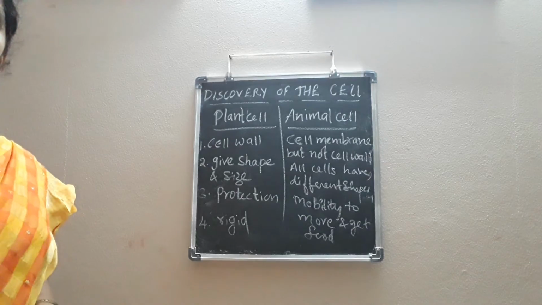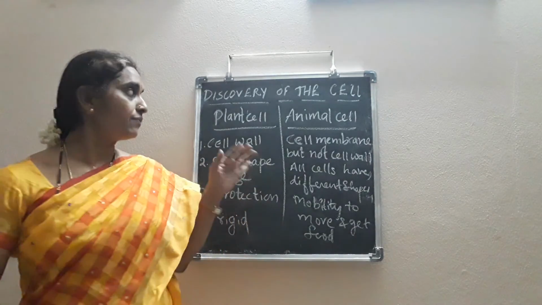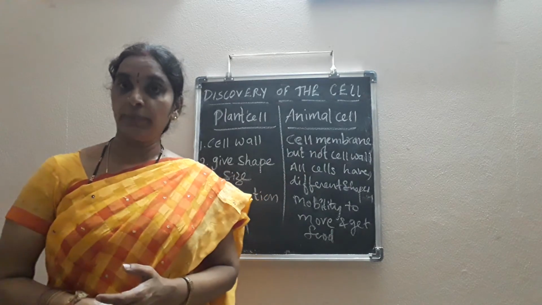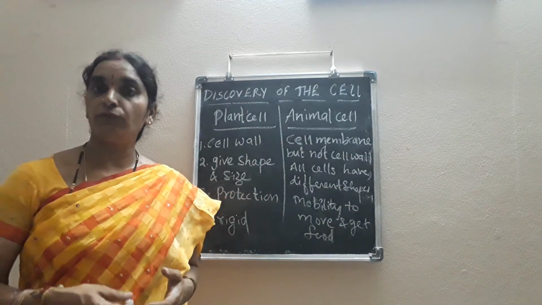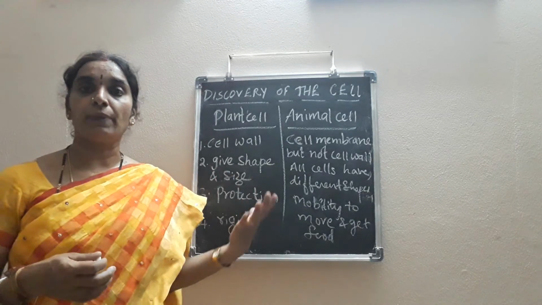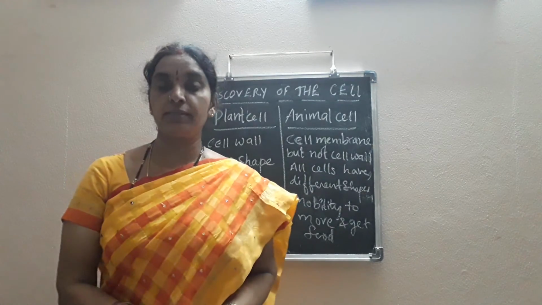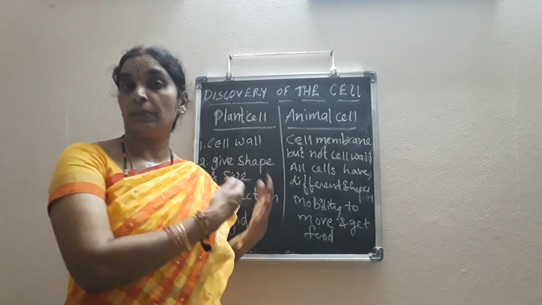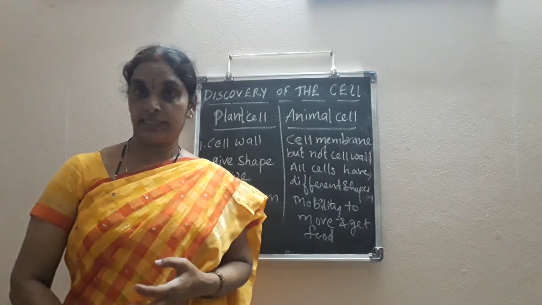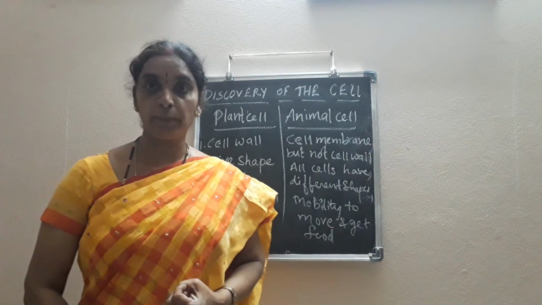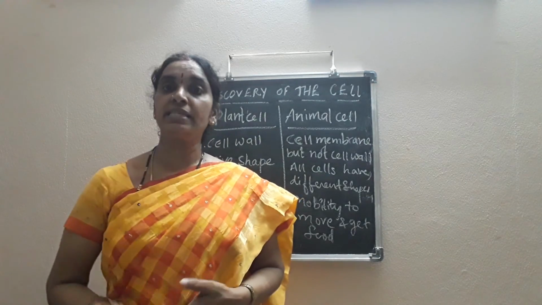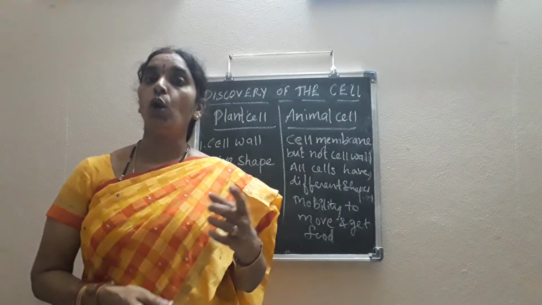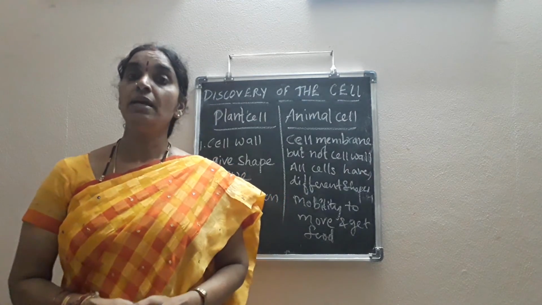So we can say from this, children, that the plant cell differs from the animal cell in having a cell wall. So this is about the plant cell and animal cell. Today we have seen the differences between plant cells and animal cells. We have seen the observation of the onion peel cell, the human cheek cell, and the differences between the plant cell and animal cells. Also we have seen the dead cells of the matchstick.